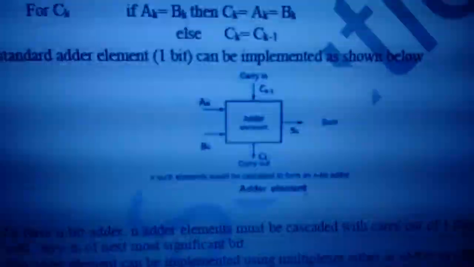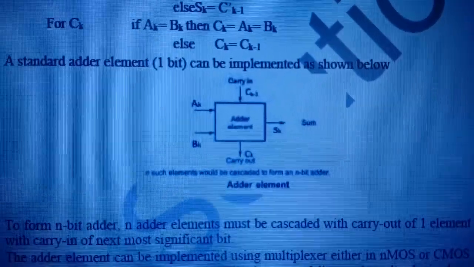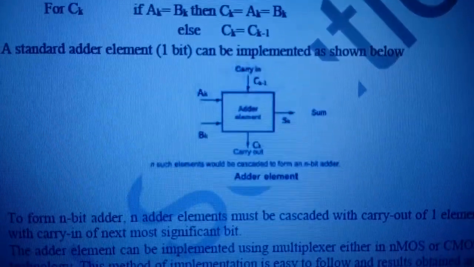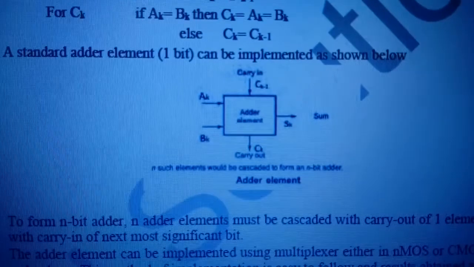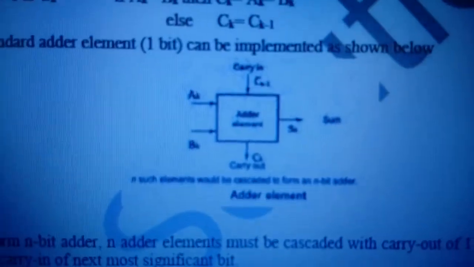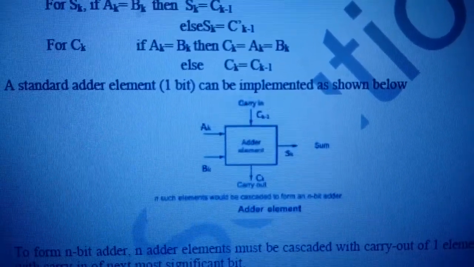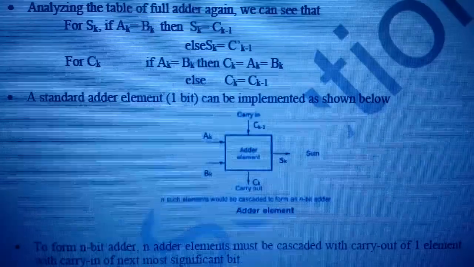So adder element means it's a parallel adder, you have to understand. It is represented like this. AK and BK are the inputs. The carry in is CK minus 1, which is the previous carry, and the actual carry output is shown as CK, and the sum is represented as SK. So this is a 1 bit adder element.